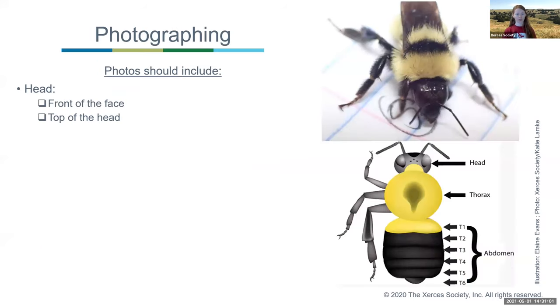And then photographing. I'm just going to briefly touch on this because it is covered in the video. But when you're photographing, you want to make sure that your photo gets the hairs on the top of the face and on the front. We need to be able to see what colors are on the top and the front of the face.